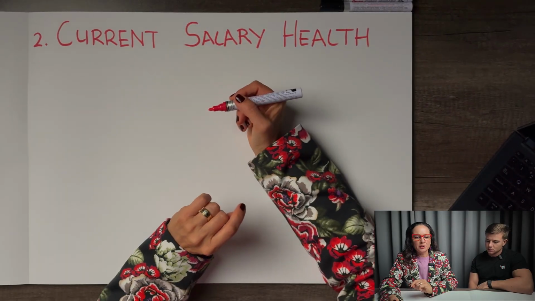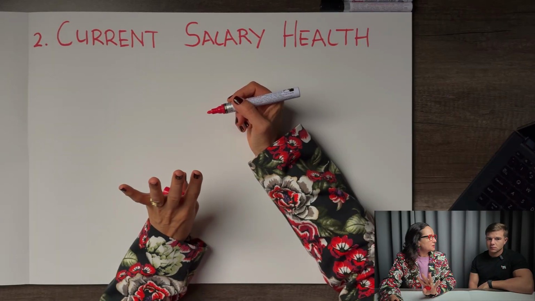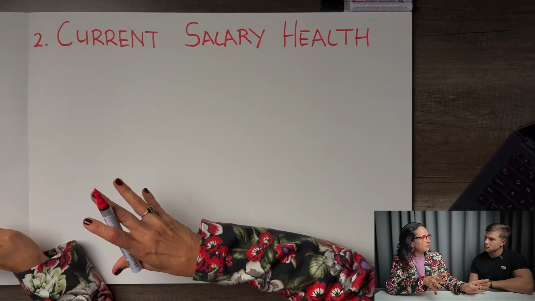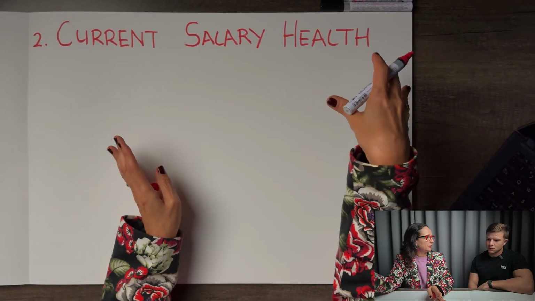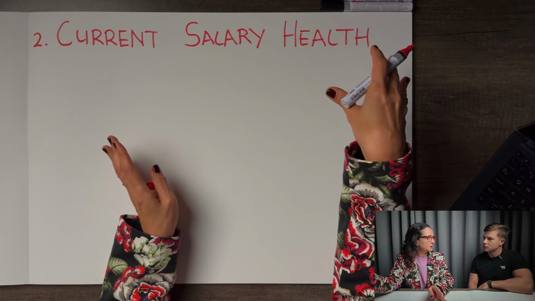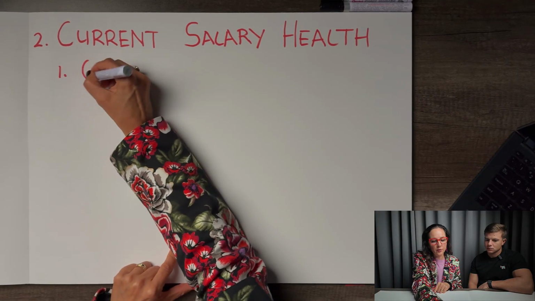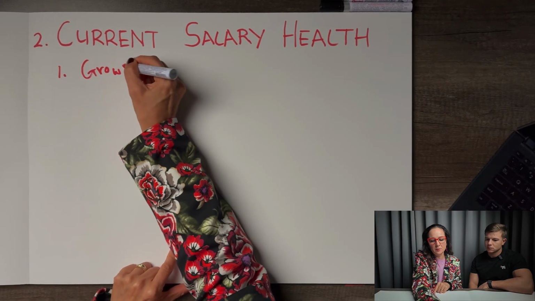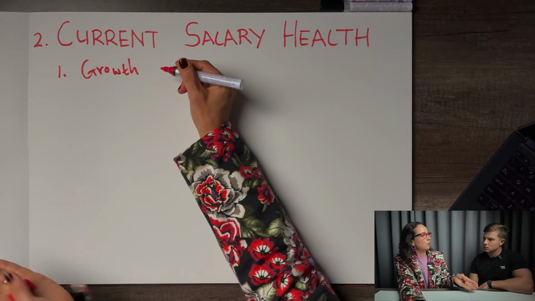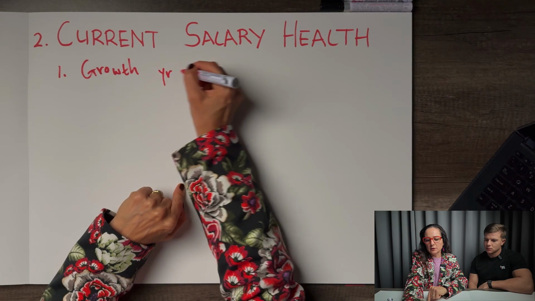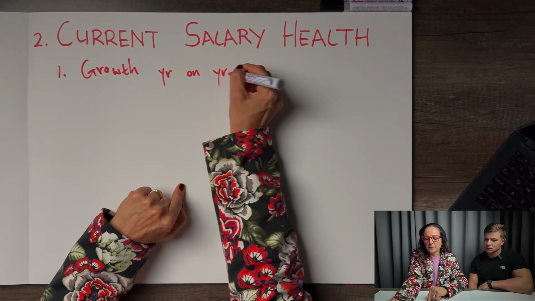So next up, we're going to look at 4 different sections. Specifically now, you've imported the data, and we're going to see how healthy your salary structure is for a profitable business. Number 1, what we are looking at is the growth year on year. Remember we did 24 months, so we can compare 12 months to 12 months.